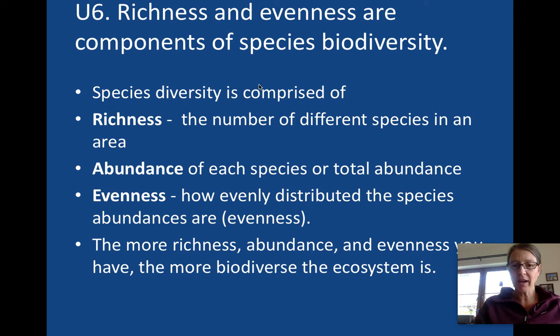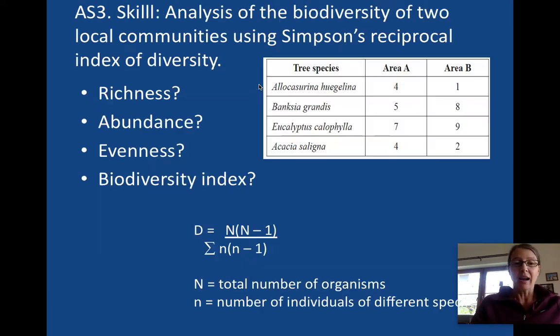The more richness you have, the more abundance you have, and the more evenness you have, the more biodiverse it's going to be. And we actually have a math equation called the Simpson's Biodiversity Index that can give us a number. There are a bunch of different calculations for this. The one we're going to look at is called the Simpson's Reciprocal Index. And for IB, I think they're just going to call it the Simpson's Biodiversity Index, not necessarily the Reciprocal Index. In this case, the higher the score, the more biodiverse the area is.